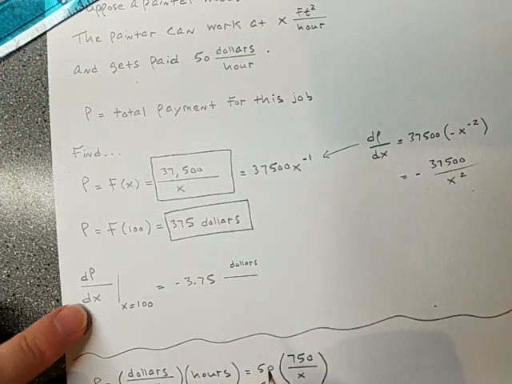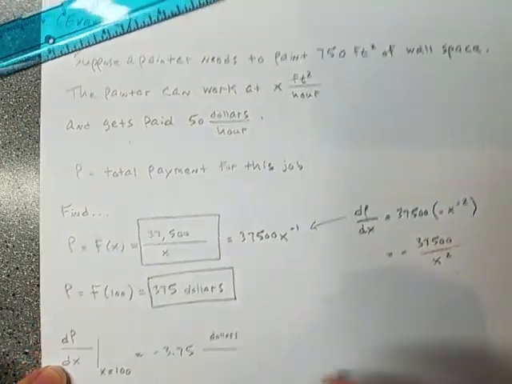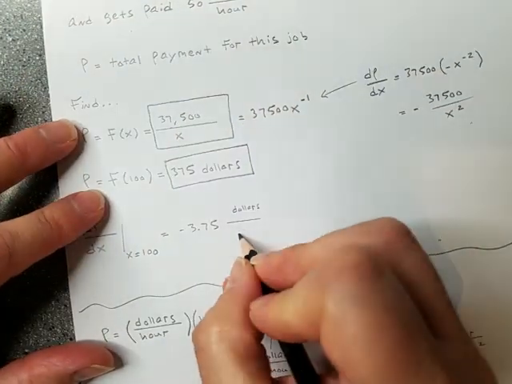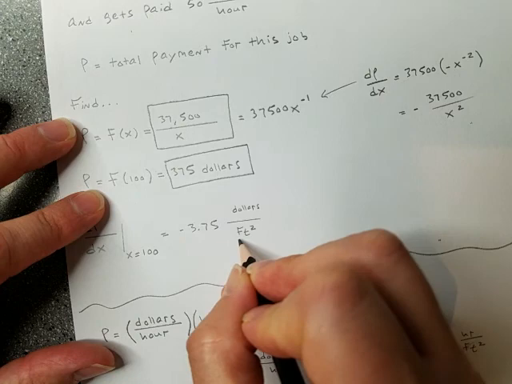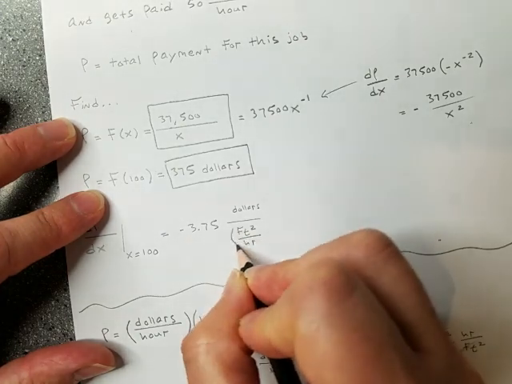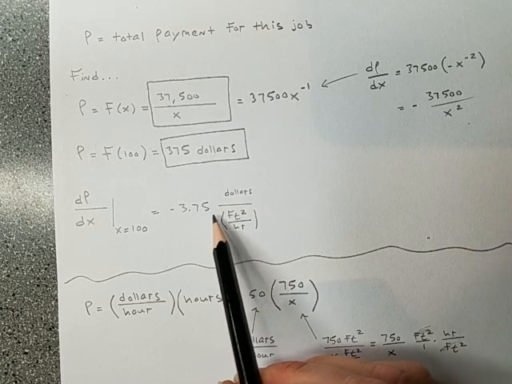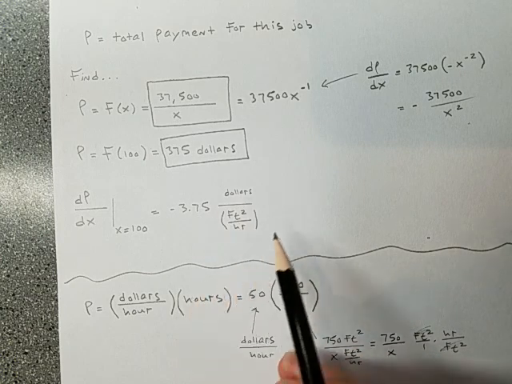And what are the units of the variable X? Well, X was how fast we can paint, how fast we can work. That's going to be square feet per hour. So negative $3.75 per square foot per hour.